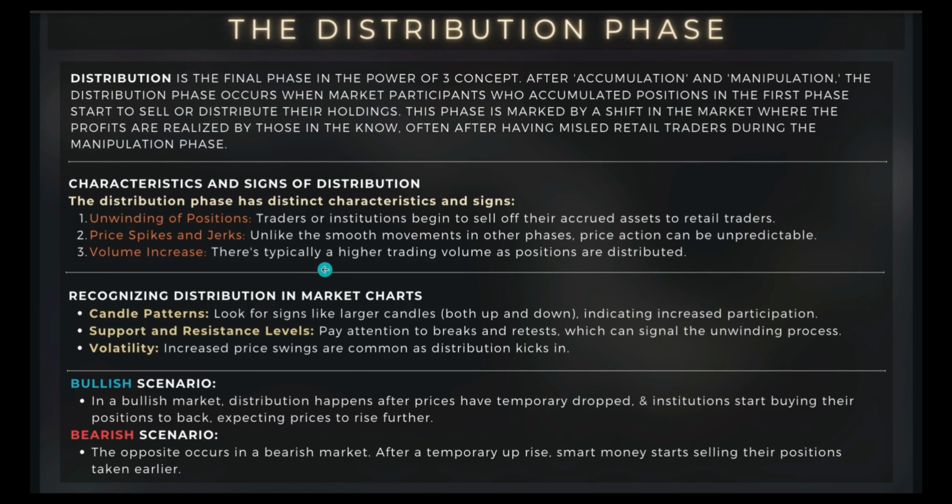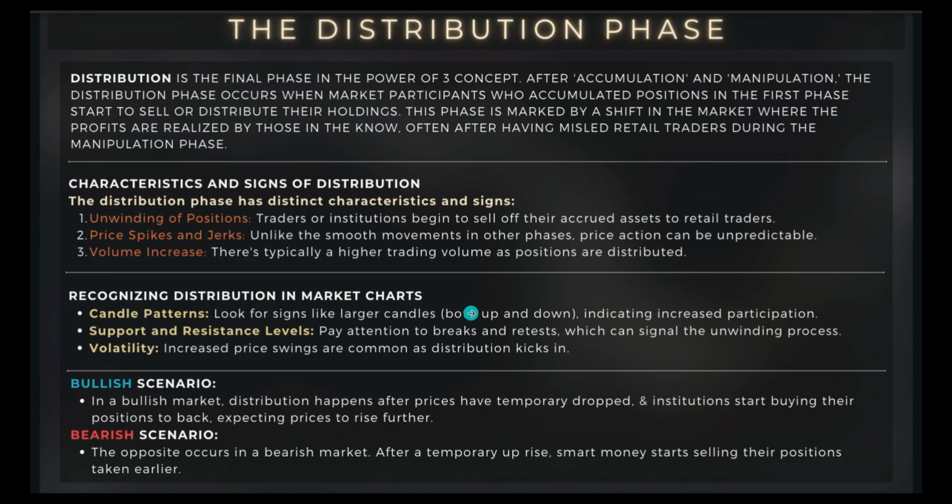So number 3, volume increase. There's typically a higher trading volume as positions are distributed. Now, recognizing distribution in market charts. Candle patterns. Look for signs like larger candles, both up and down, indicating increased participation.